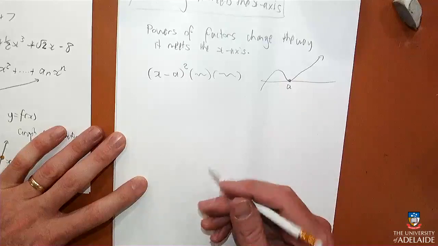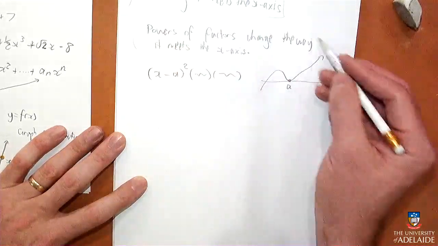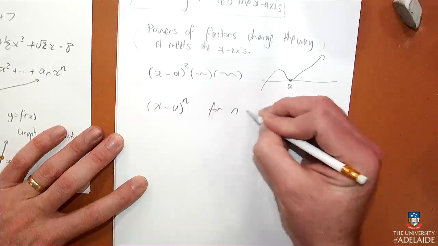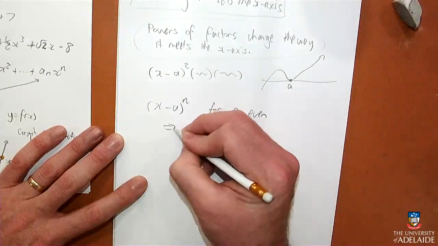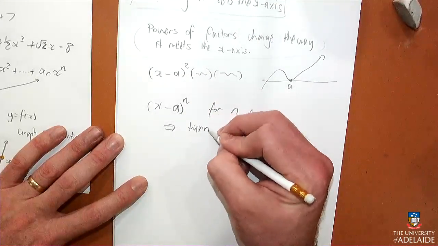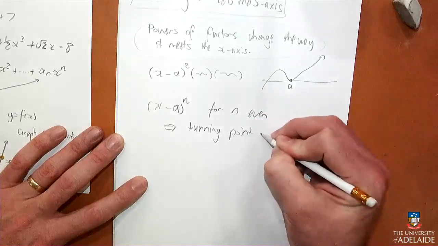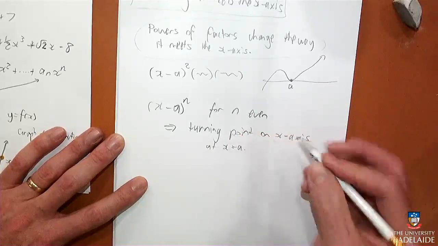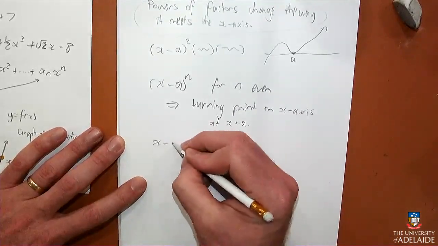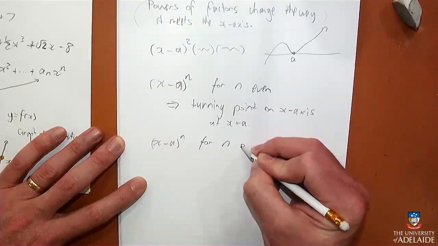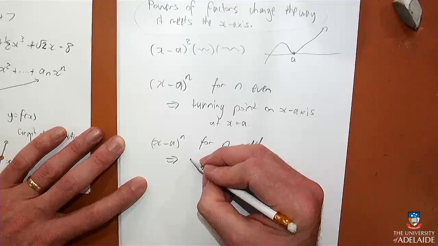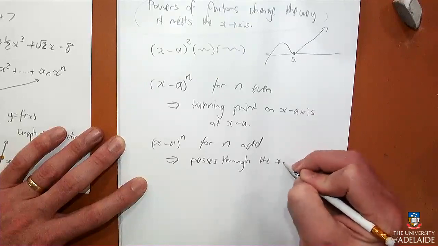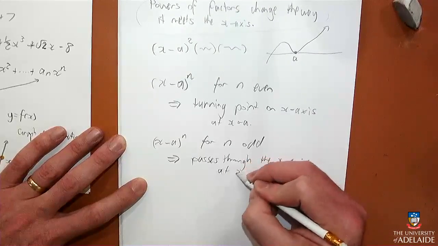Alright, so that's a pretty scrappy thing that I just wrote. So x minus a to the n for n even indicates a turning point on the x-axis at x equals a. But if you have x minus a to the n for n odd, then that indicates that it passes through the x-axis at x equals a.